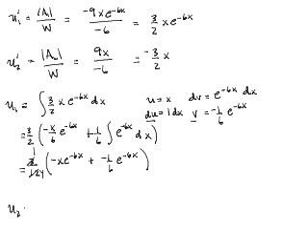And u2 is the simpler integral. This is just going to be the integral of minus 3/2 x dx, which is just minus 3 over 4 x squared.